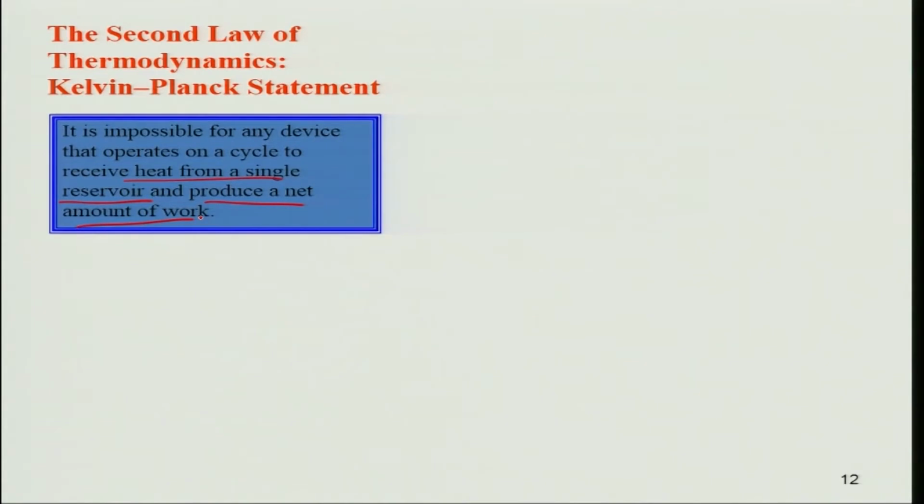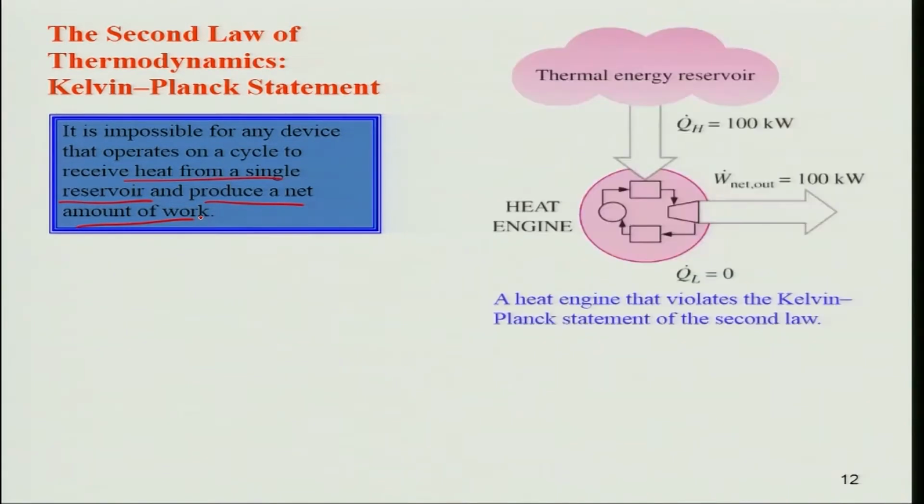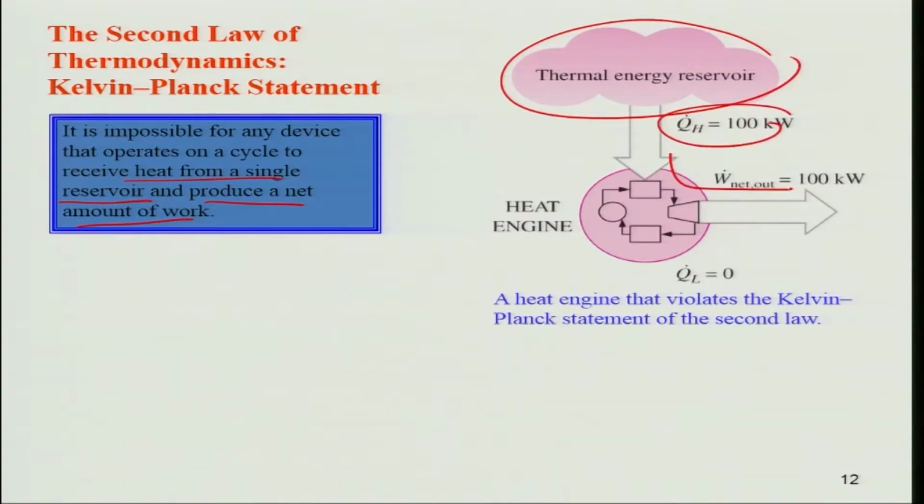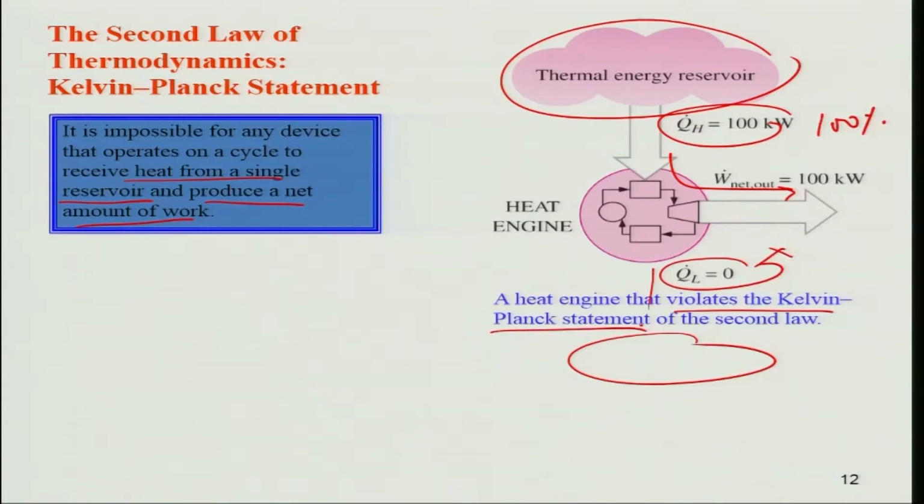Okay. So this can be given an illustration. It says that having just a single reservoir and converting this to work, which means 100% efficiency, is impossible. Okay. You need to have another reservoir of low temperature. That means you can't have this condition. So this particular device is a violation of the Kelvin-Planck statement of the second law.